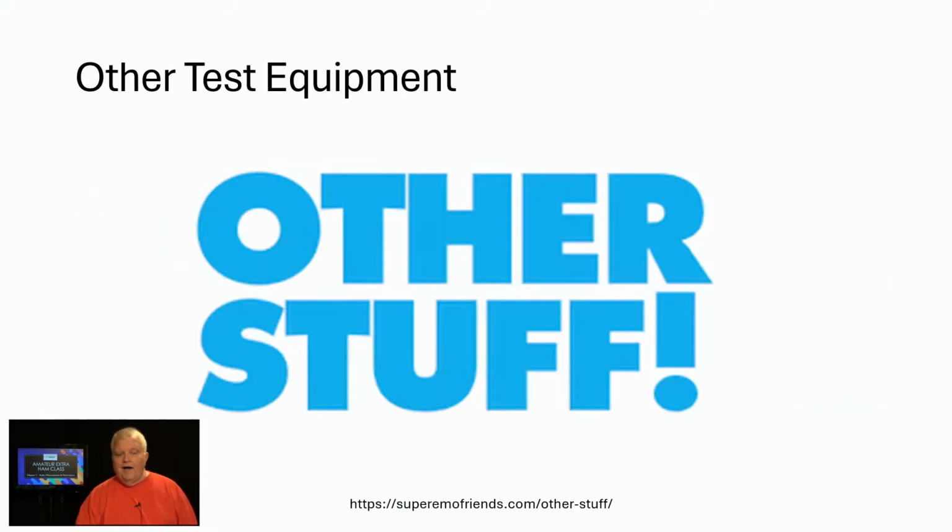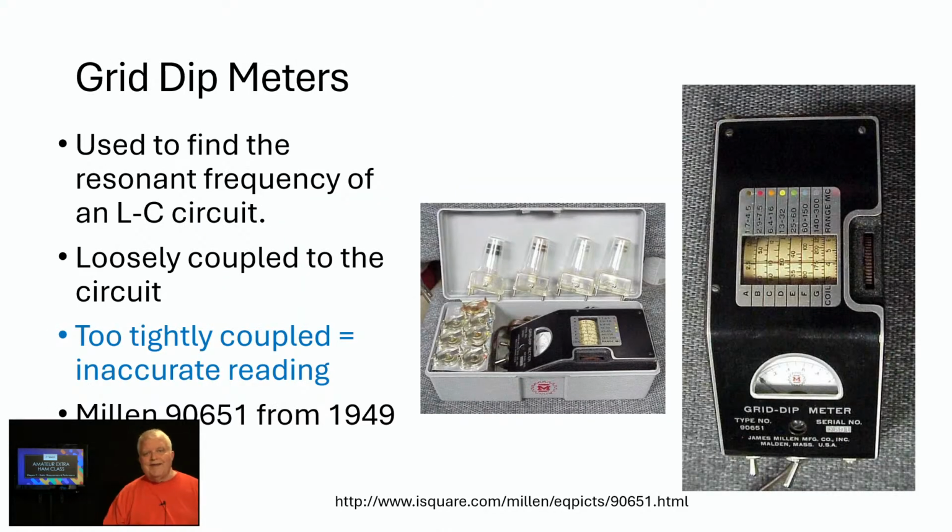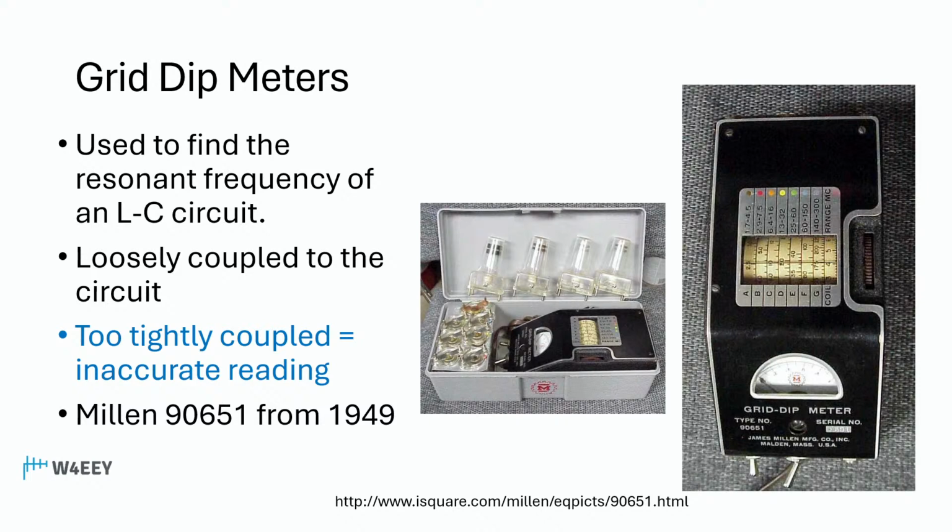All right. Other stuff, and we're just going to casually go through this, they're not covered anymore, but grid dip meters are used to find the resonant frequency of an LC circuit. So here's an old Millen grid dip meter. You plug one of the coils that you see here into the top of the meter and bring it close to a resonant circuit. It's called being loosely coupled. Too tightly coupled gives you an inaccurate reading, but you'll actually see a dip on the meter when you adjust this to the frequency that corresponds to the resonance of the LC circuit, a resonant circuit.